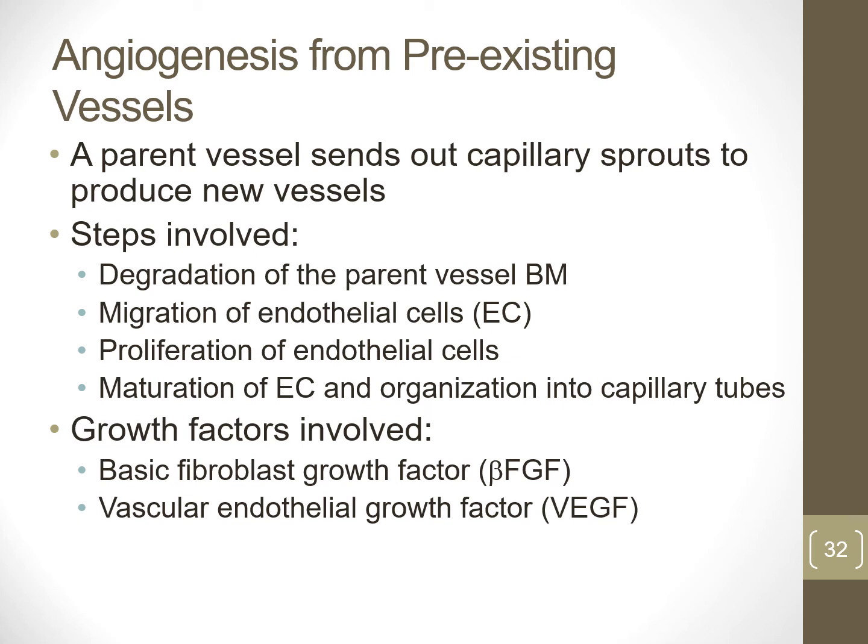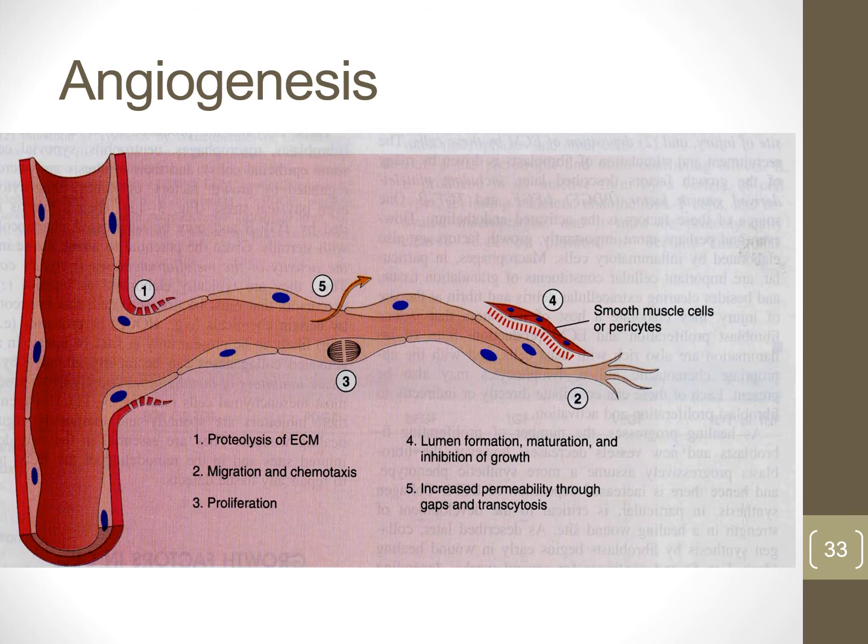So we have to degenerate the basement membrane of the parent vessel in order for the endothelial cells to migrate and form like a primer, or let's say a tube of the new blood vessel. Then those endothelial cells will migrate and proliferate and form this new blood vessel. Then we have maturation of endothelial cells and organization into this tube. And the factors involved in this process are the basic fibroblast growth factor and also vascular endothelial growth factor, VEGF.